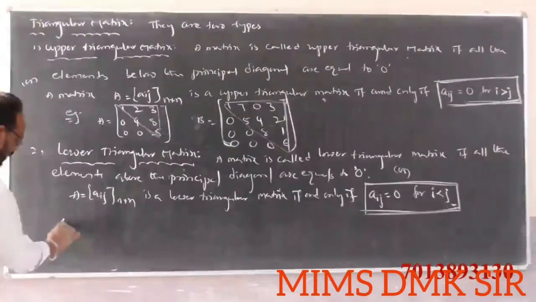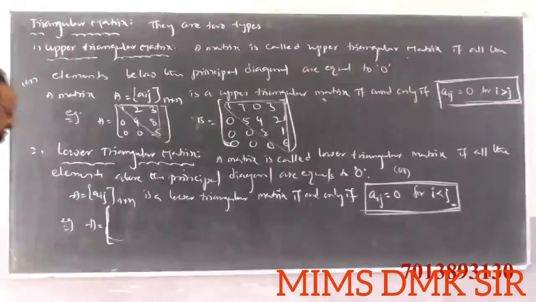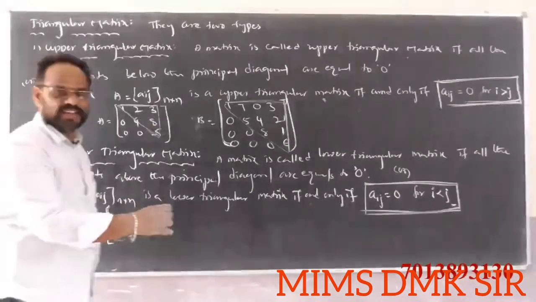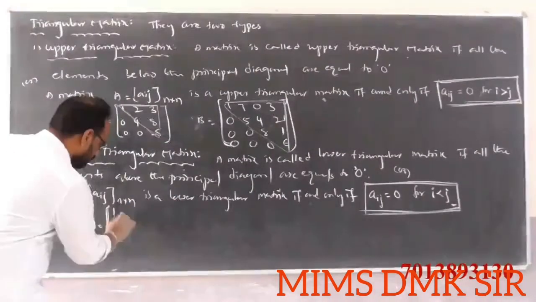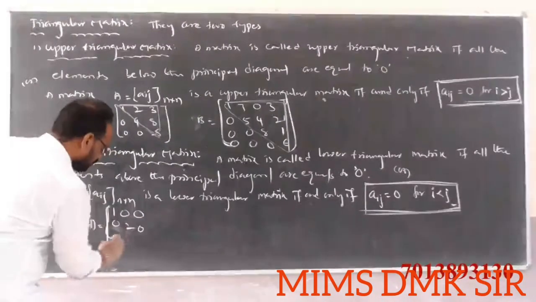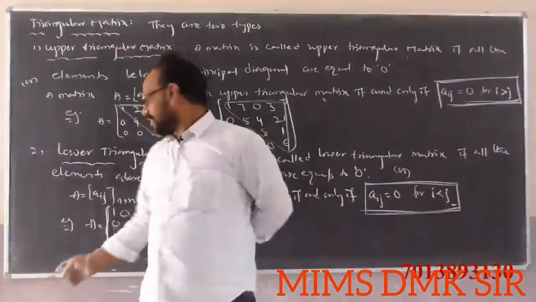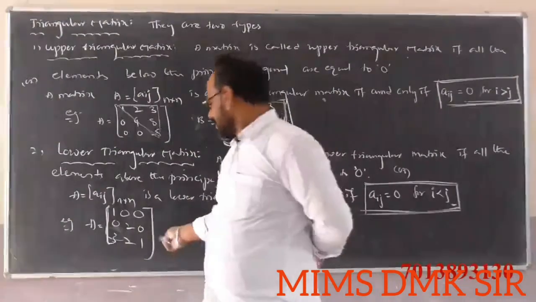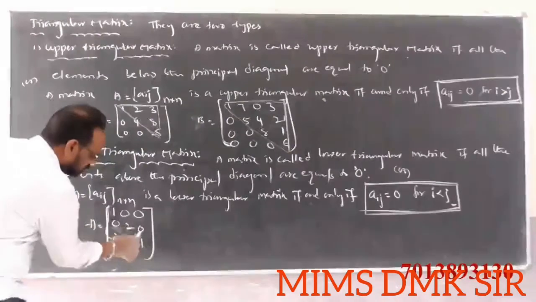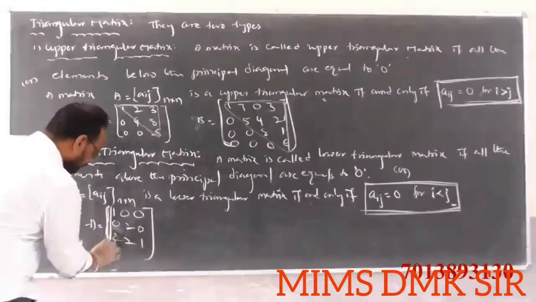Observe here an example. If you take a matrix, this is the principal diagonal element. Above the principal diagonal, the elements are always zeros. That means take 1 0 0, 0 2 0, 3 2 1. Observe here, this is a square matrix of order 3. This is the principal diagonal. Above the principal diagonal, the element values are always 0. So this matrix is called what?